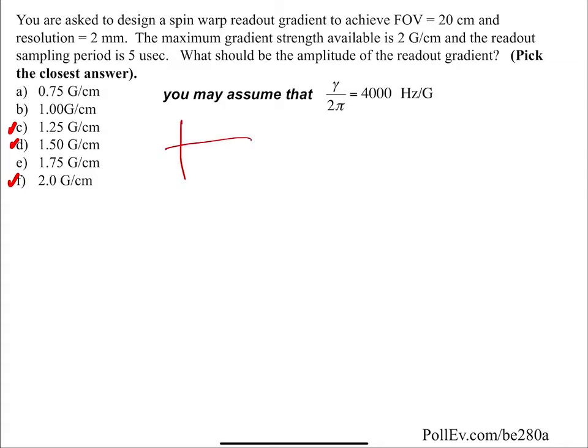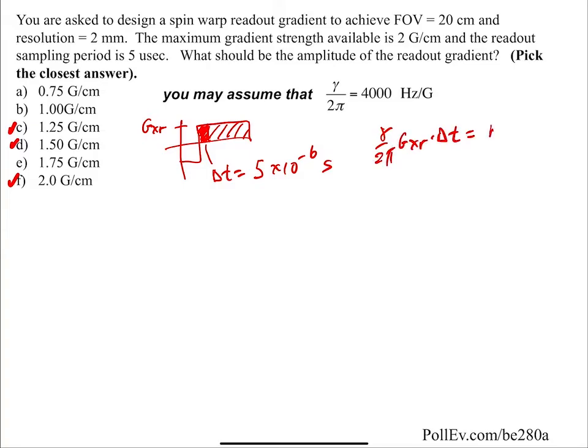So we have this readout gradient, right? And we're worried about this readout gradient here. We want to figure out the amplitude of this readout gradient, GXR. Okay? And we're given delta t, right? Delta t is equal to 5 microseconds. All right? So we know that as long as we know what delta k is, we just need to figure out this area here, right? So that area is, we know gamma over 2 pi GXR times delta t should be equal to my delta k, right? So what's delta k equal to? Right, 1 over 20 inverse centimeters.